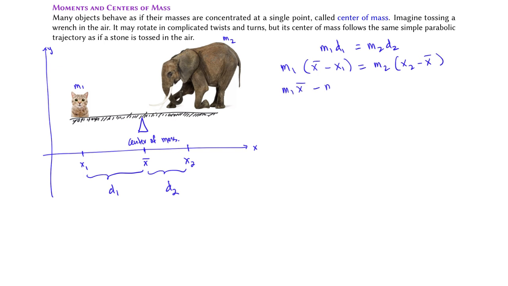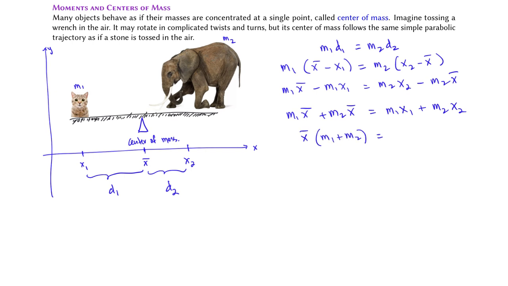Distributing this, we have m1 x bar minus m1 x1 equals m2 x2 minus m2 x bar, and we isolate the terms with x bar and move them to the left-hand side. We then factor out x bar because we are interested in what x bar is. x bar times the quantity m1 plus m2 equals m1 x1 plus m2 x2. Therefore, x bar equals m1 x1 plus m2 x2 divided by m1 plus m2.